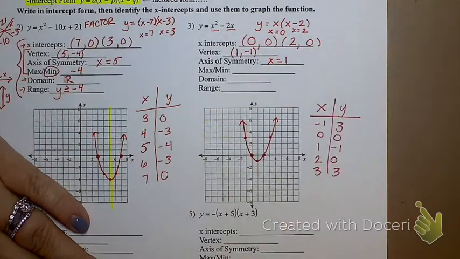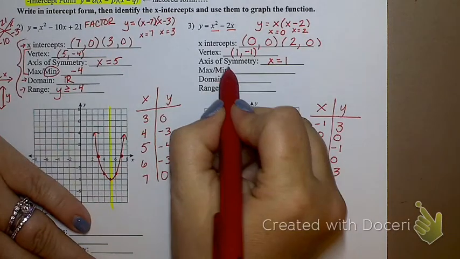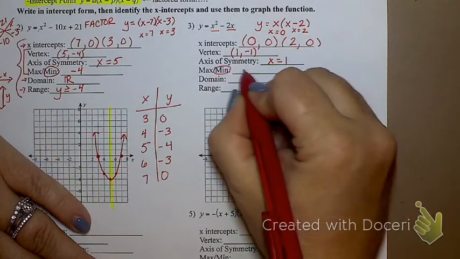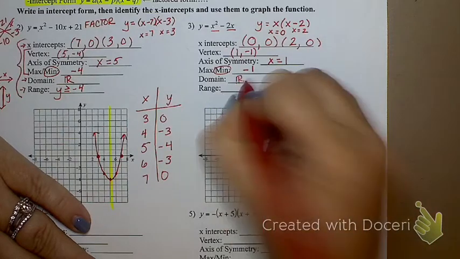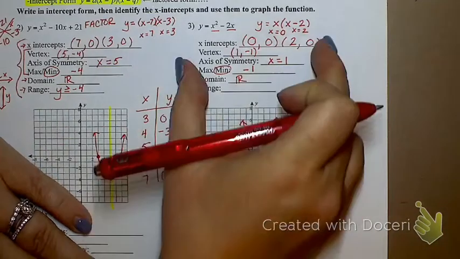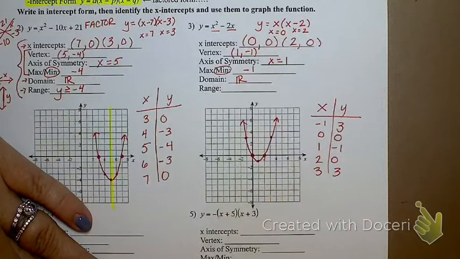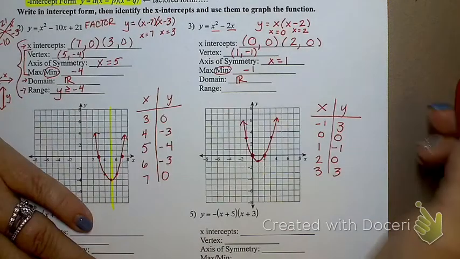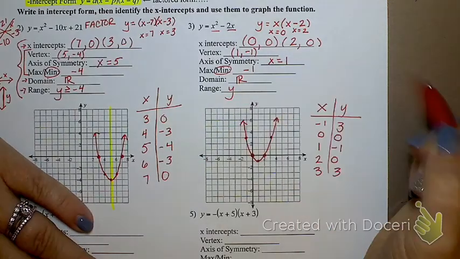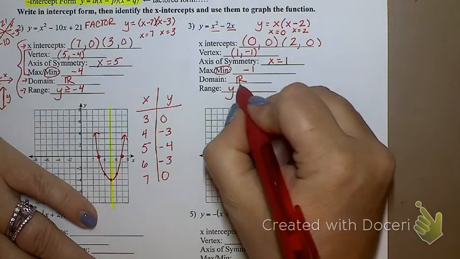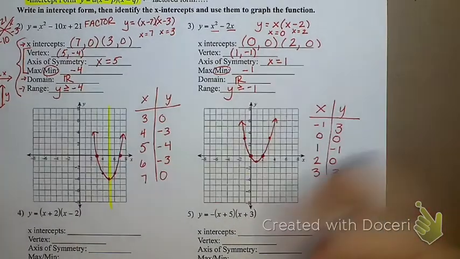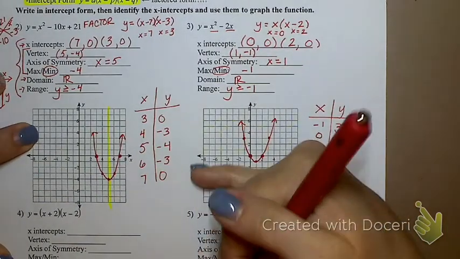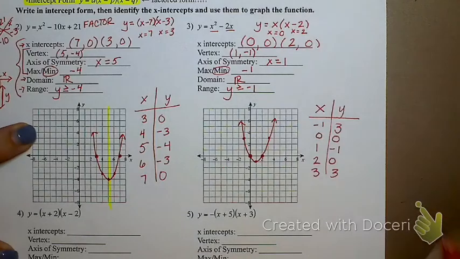Does this have a max or a min? A minimum. Minimum value of -1. What's my domain? All real numbers, because since we're always going up and out, we're always going to have all real numbers for our domain. Guesses as to what my range is. Greater than or equal to -1, because -1 is that wall on the bottom and everything's above there, so that makes it greater than or equal to.